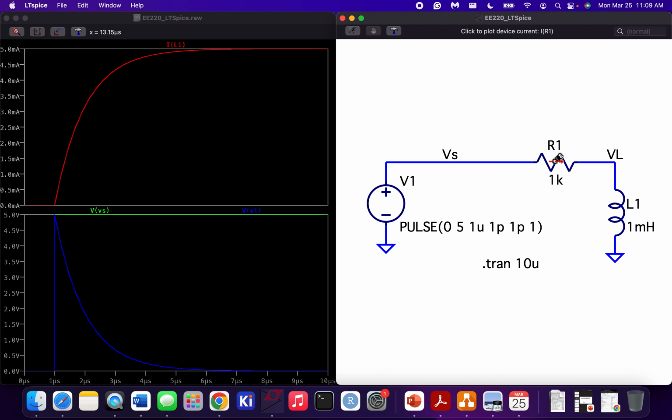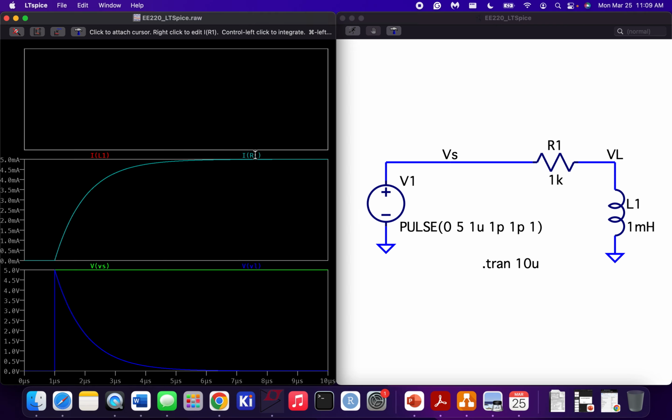Okay, and we can see that that's the same current flowing through my resistor. If I were to add another plot pane, I could actually see that they're identical because they're in series, which is exactly what we expect. Okay, and so this is our energizing a coil LTSpice example.